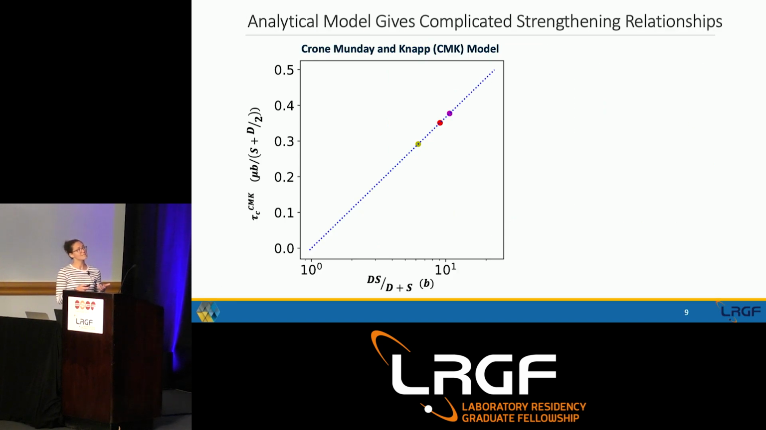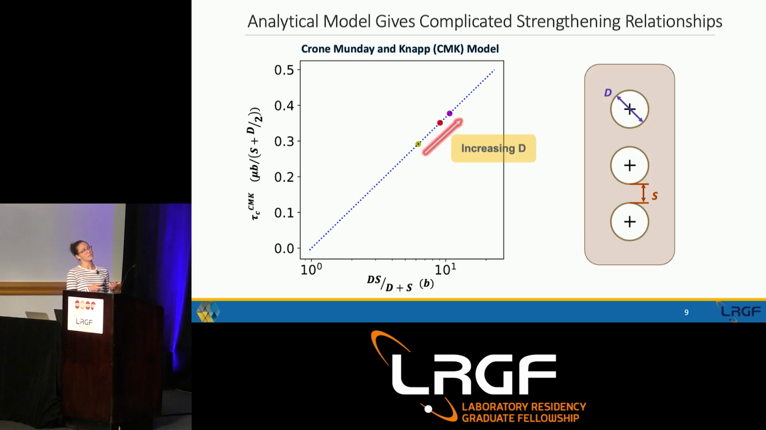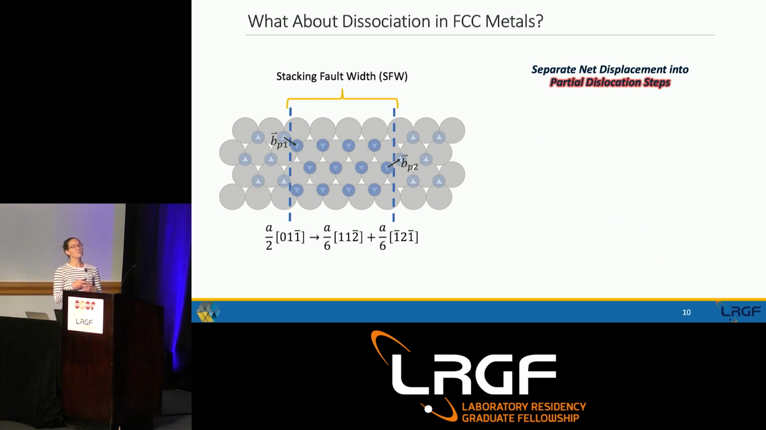So the general scaling trends are shown here for this Krohn, Munday, Knapp, or CMK model, versus our D bar parameter. And we can see on this semi-log plot that as you increase in void diameter, you increase in obstacle strength. But I want to point out that this D bar parameter is actually agnostic to whether it's D or S increasing. So these dots translate equivalently to increasing S by the same amount. A little counterintuitive, and I'm not so sure it is the correct approach moving forward. So I've kind of lured you in, and it's actually much more complicated, this dislocation theory.